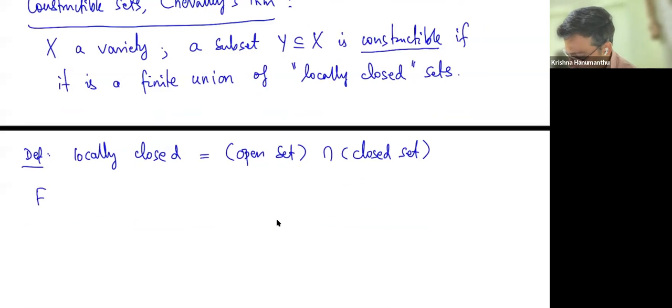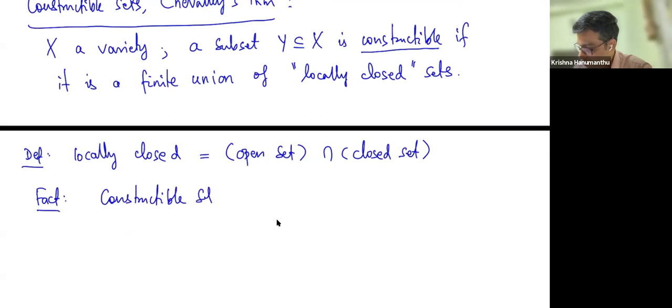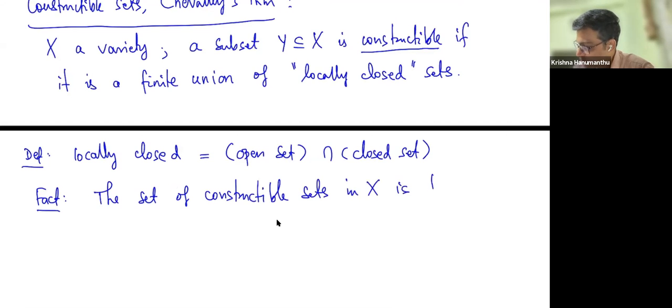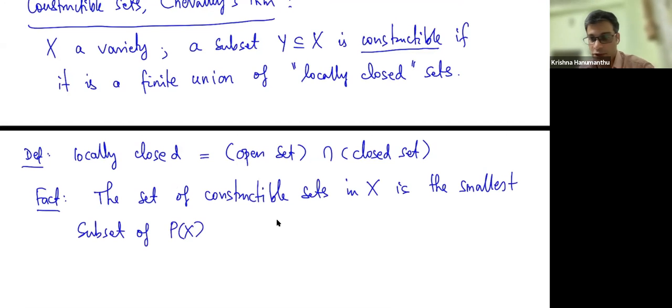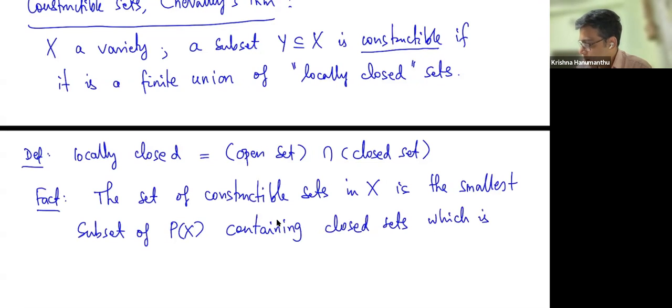And the reason that we call these constructible is that, let's say the set of constructible sets in X is the smallest subset of the power set of X, namely the set of all subsets of X, containing open sets. You can also start with closed sets. So a subset containing closed sets, which must be closed under finite unions and complements.